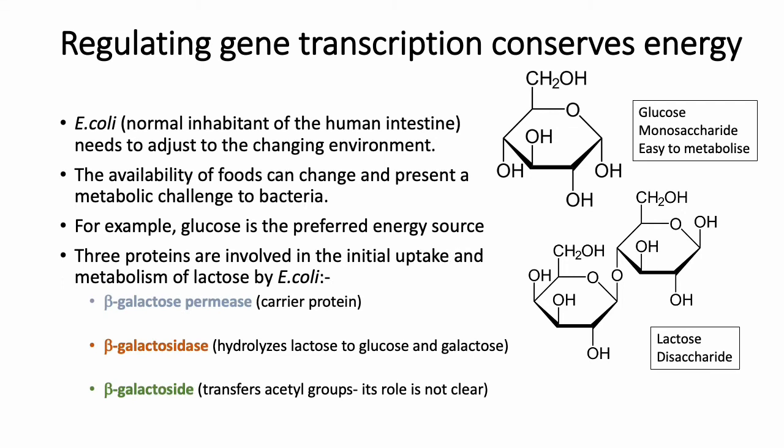Three proteins are involved in the initial uptake and metabolism of lactose by E. coli. There is the carrier protein, known as beta-galactoside permease. We also have another protein which helps to hydrolyze lactose to glucose and galactose, known as beta-galactosidase. And we also have another enzyme, called beta-galactoside transacetylase, that helps to transfer acetyl groups. Its role essentially is not clear.